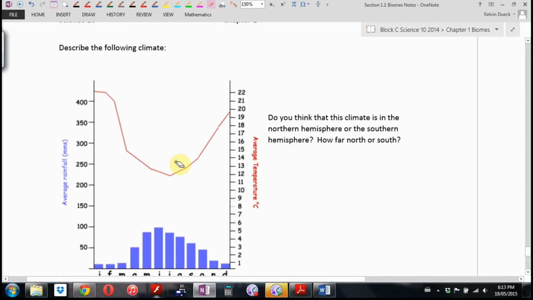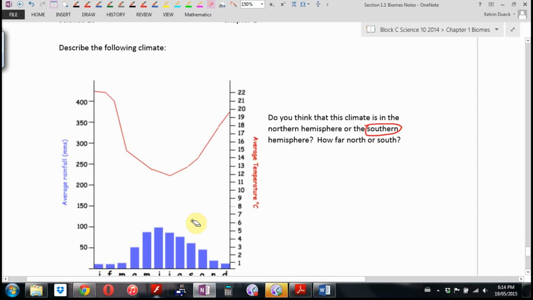Let's try that again. Average temperature is this line here. So here's what I notice. When is it hottest? Here and here. What months? It's hottest in January or February. So first of all, is this in the northern hemisphere or the southern hemisphere? Yeah, if you have summertime in January, we can circle southern hemisphere. And I notice dry summer, wet winter.